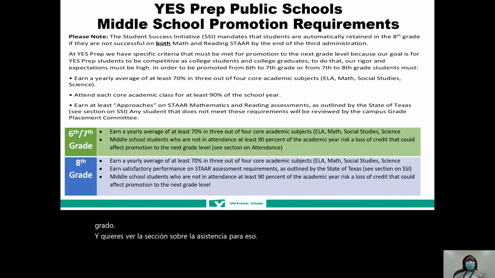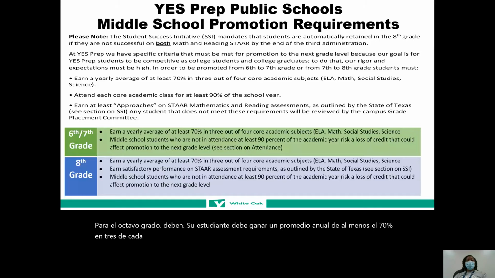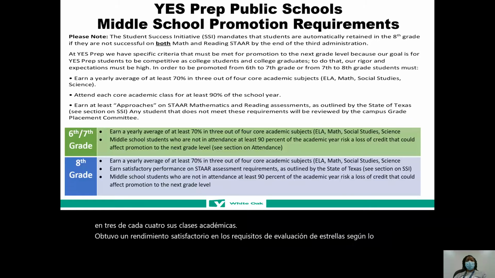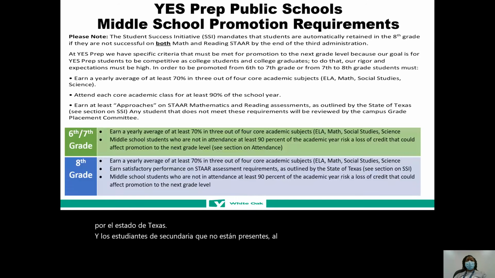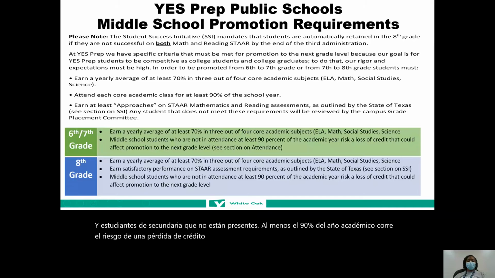For 8th grade, your student must earn a yearly average of at least 70% in 3 out of 4 of their academic classes, earn satisfactory performance on STAR assessment requirements as outlined by the state of Texas, and middle school students who are not in attendance at least 90% of the academic year risk a loss of credit that could affect promotion to the next grade level.